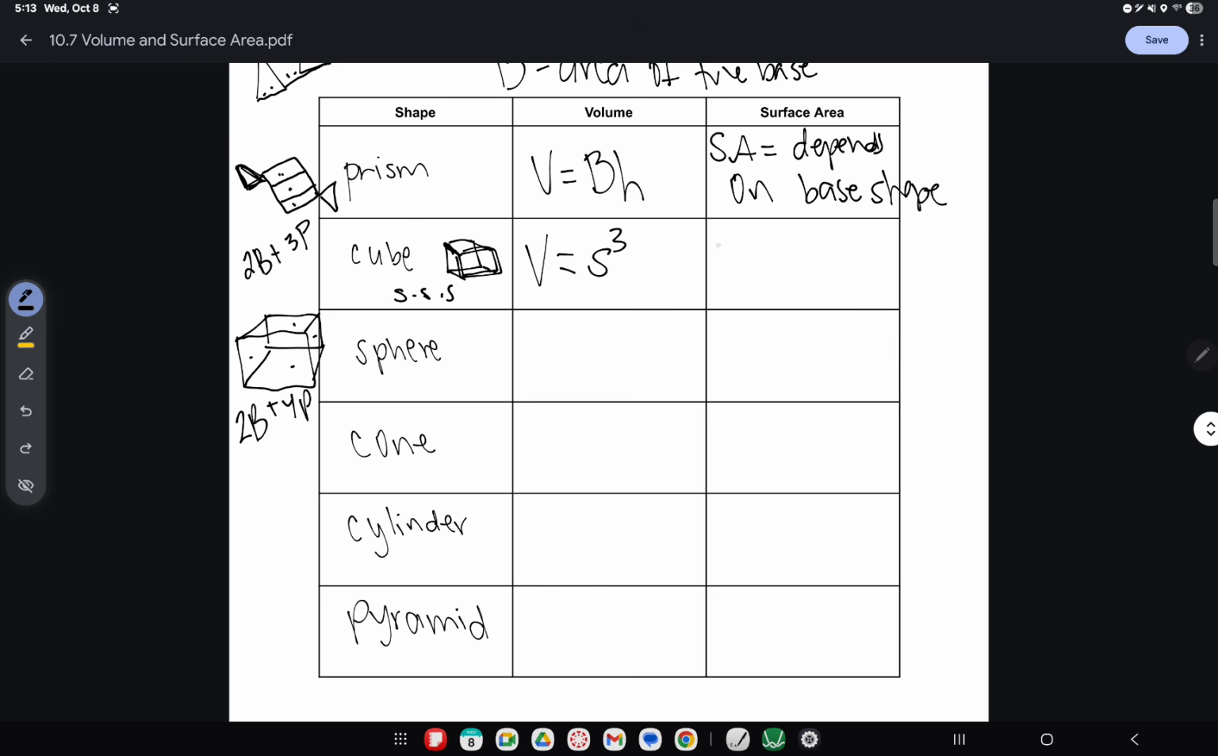And then the surface area, all of these are squares. So there's 2 squares on the front and back, and then there's 4 all around it. So total there's 6 squares. And then the area of this square, if I use the side length as an S, is s squared.